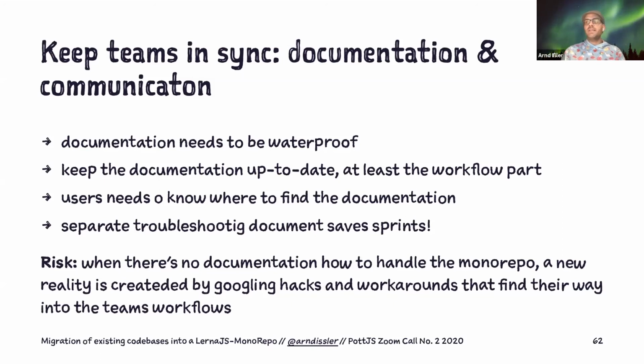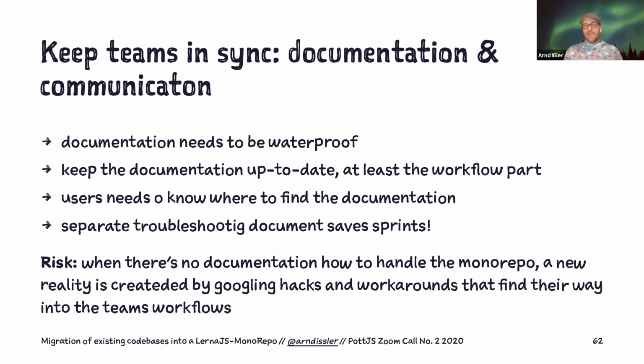So crucial is that users need to know where to find the documentation. This sounds easy, but if I ask in my project, hey, do you know where to look for information on how we want to work? Is it in the wiki? Is it in the Slack channel? Or is it maybe this README file here, the contributing MD in this project? Or is it the contributing MD in the other project called documentation, but this is outdated? So it's a little bit strange. And if you provide a separate troubleshooting document, with the most common examples of how to do things, this saves sprints, at least in the beginning.